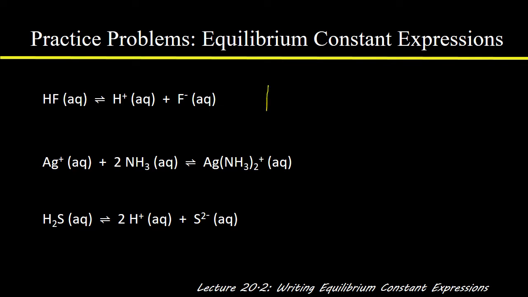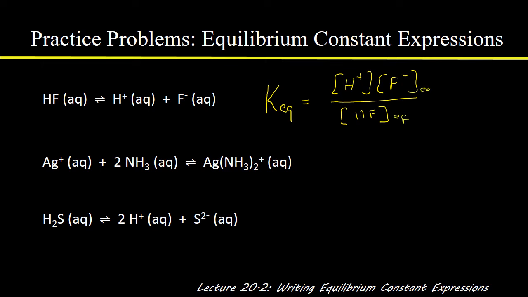For example, for this first one, since it's very simple, just like the last one, concentration of hydrogen ions times concentration of fluoride ions divided by the concentration of HF. And again, technically these are all equilibrium concentrations, but people often leave that off, and frankly I leave it off. I certainly won't hold it against you if you leave it off. It's better if it's in there.